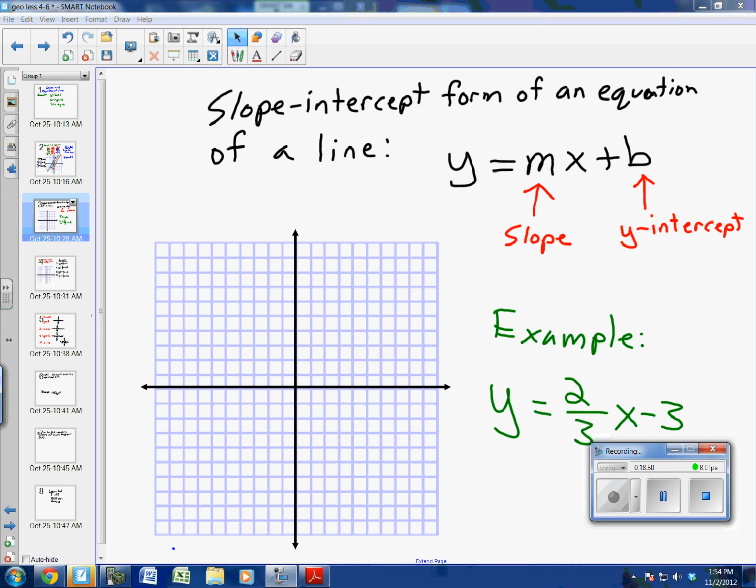So let's graph this problem right here, you guys. This will help us in graphing a problem. How can we use the slope-intercept form to help us graph an equation? Anybody remember? Say that again, Johnny.